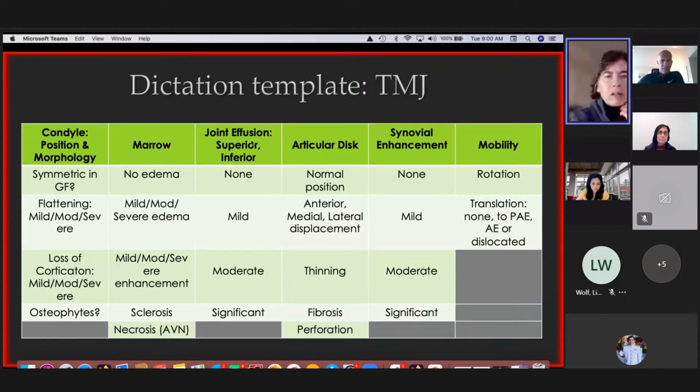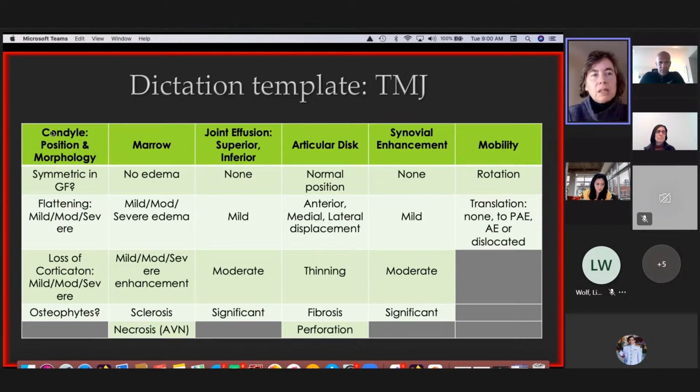Okay, so can you see this? Yes, we can see the screen. So this is the template that we would use. These are all the elements that we go through and look at when we're interpreting our MRs of the temporomandibular joint. And we actually have a template that addresses each one of these components.